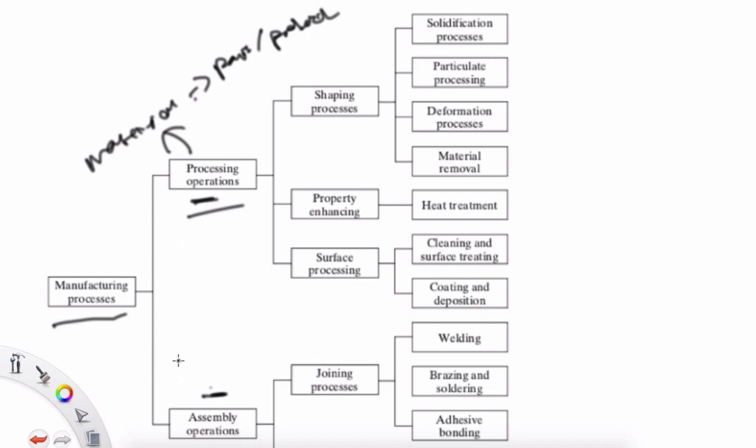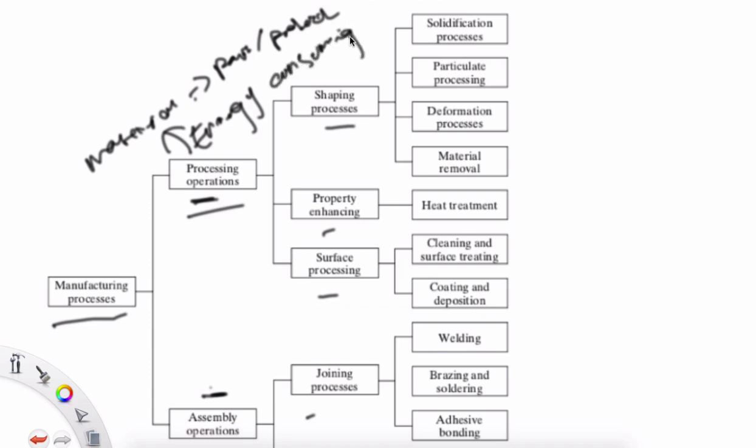And second is assembly operation. Assembly operation refers to joining two or more components to create a new entity, which is called an assembly, sub-assembly, or some other term that refers to the specific joining process. And we have some processes of the processing operation and assembly operation. Processing operations actually use a lot of energy. It's very energy consuming.